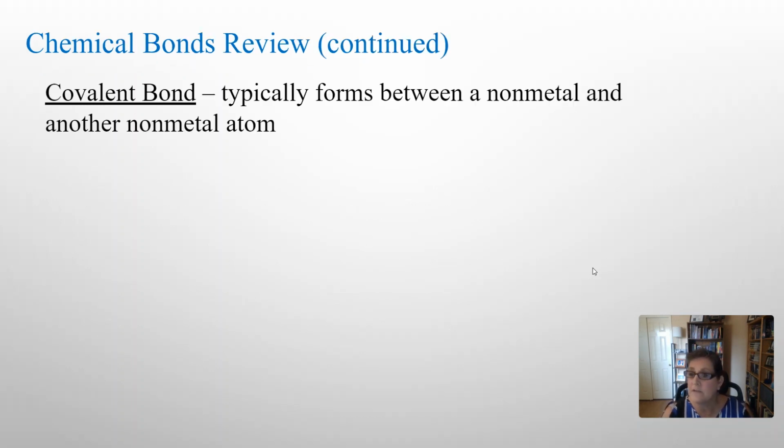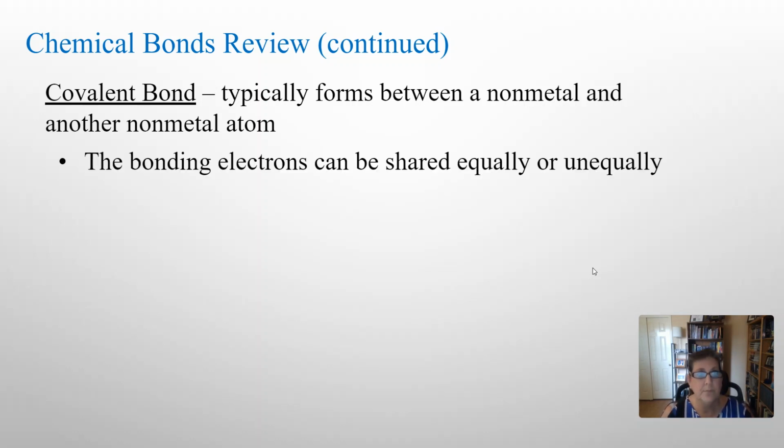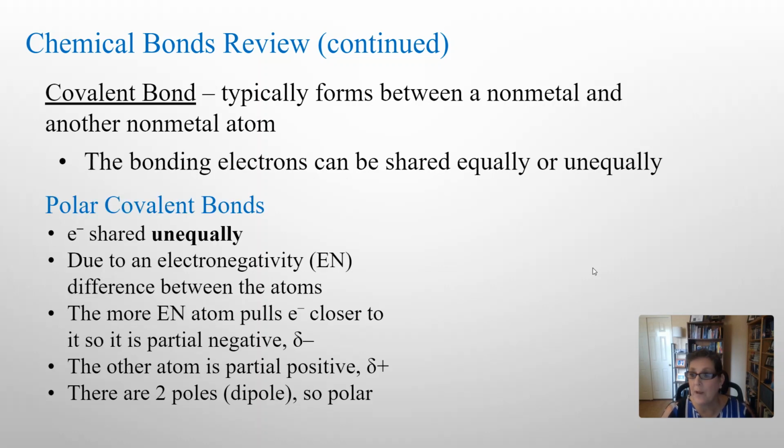Now we have covalent bonds as well. These form between the nonmetals with other nonmetals. The bonding electrons can be shared between these nonmetal atoms, and they can be shared equally or unequally. So that brings us to reviewing polar and nonpolar, which is very important in this chapter. Now remember, only covalent bonds are polar and nonpolar. Okay, so we're talking about nonmetal bonds. So bonds with C, N, O, F, P, S, Cl, Br, and I.